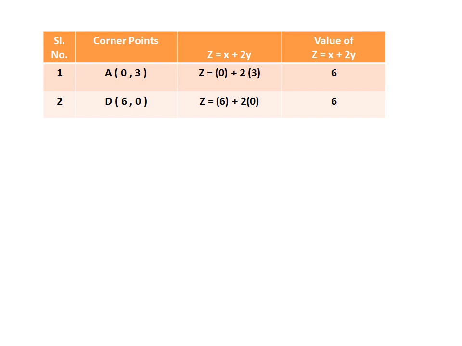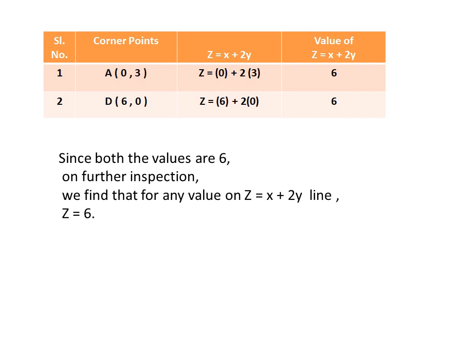Since both the values at the corner points are 6, we will have to consider 6 itself as the optimal value. But on further inspection, we also find that the value z is equal to x plus 2y is a line, and throughout that line the z value will remain 6. For example, if you consider another point 2 comma 2 which also lies on the same line, x you substitute 2 and y you substitute 2, we will again find that 2 plus 2 into 2, that is 2 plus 4, which is equal to 6. Again the z value will become 6. So throughout this line the value is remaining 6.